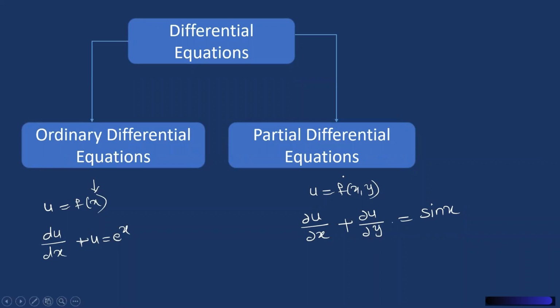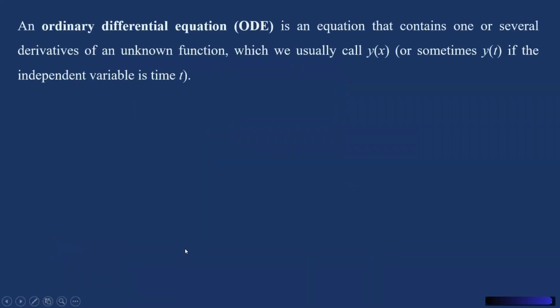So in simple terms, differential equations are of two types: ordinary differential equations and partial differential equations, right? When you have exactly one dependent variable and one independent variable, we simply call it an ordinary differential equation. When you have more than one dependent or independent variable, then you can call it a partial differential equation. But in our discussion, we are going to concentrate only on ordinary differential equations.